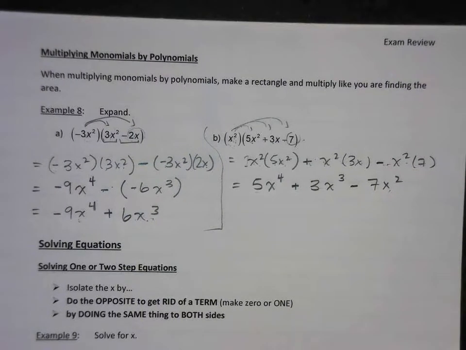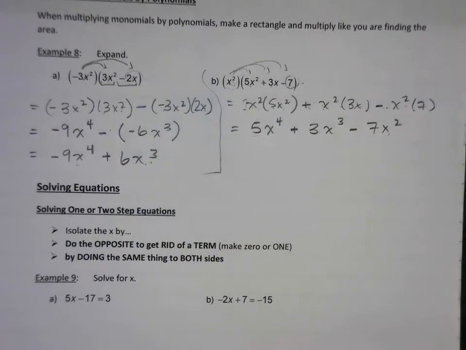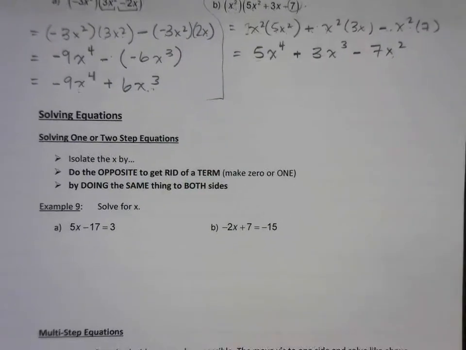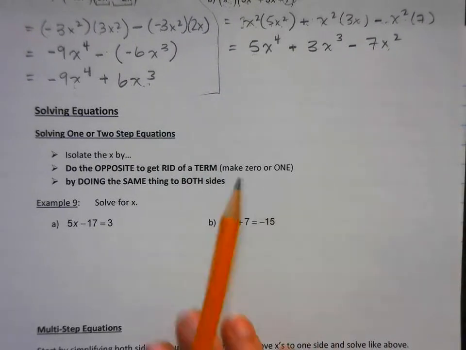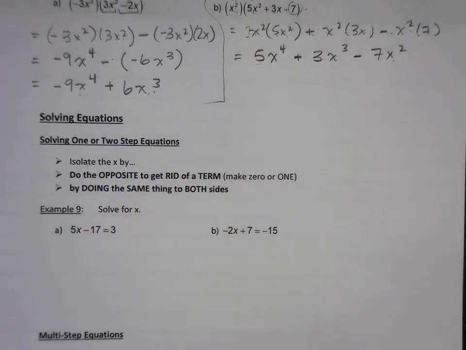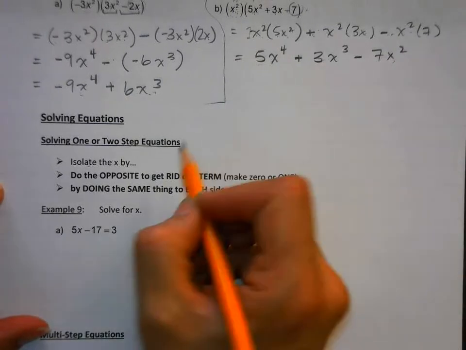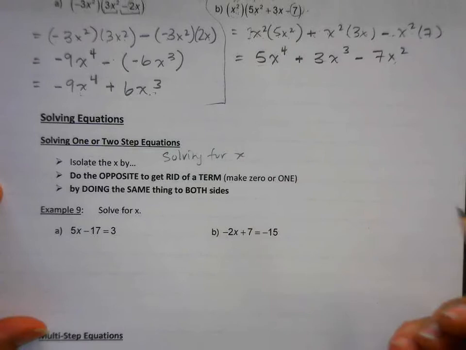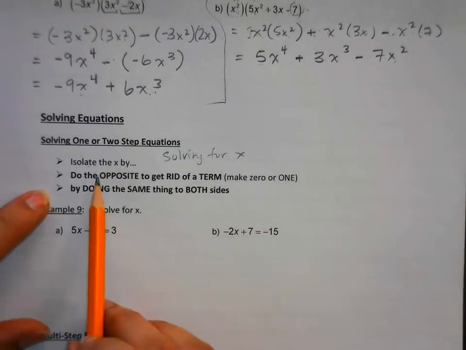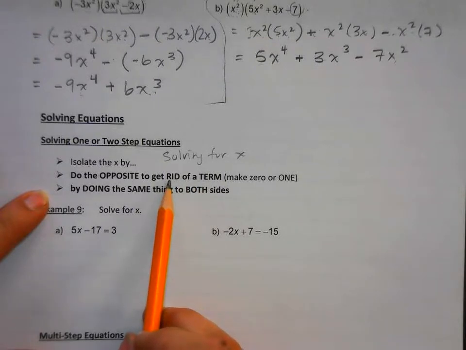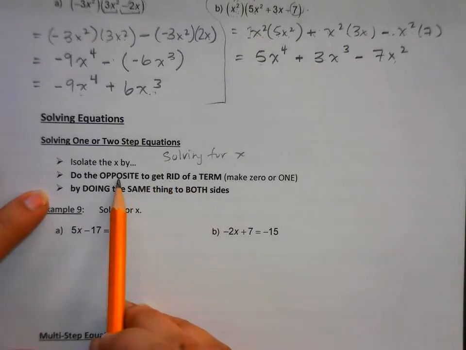Okay. Now, the next part, solving equations. We played that mobile game that helped us do this. So we want to solve for x. Isolate is just a word for getting it by itself. So essentially we're solving for x, which means we want to get it by itself. So what we have to do is we need to get rid of terms. The way we get rid of a term is we have to do the opposite.